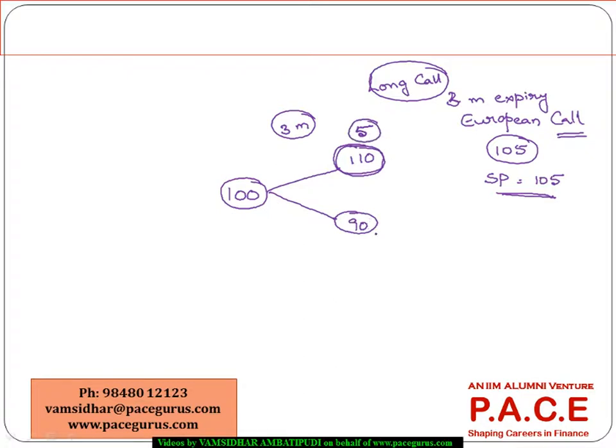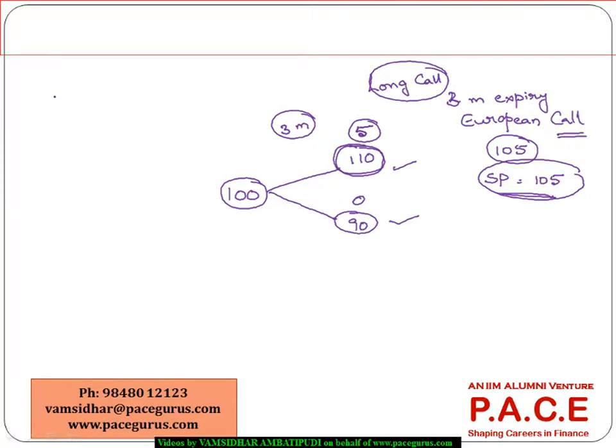But in case the stock price comes out to 90, then this option will not be exercised. It would expire because it requires buying the stock at 105, which the long position will not do. So the payoff here is going to be 0. These are the two possible movements of the stock price, and these are the possible payoffs coming from the option.